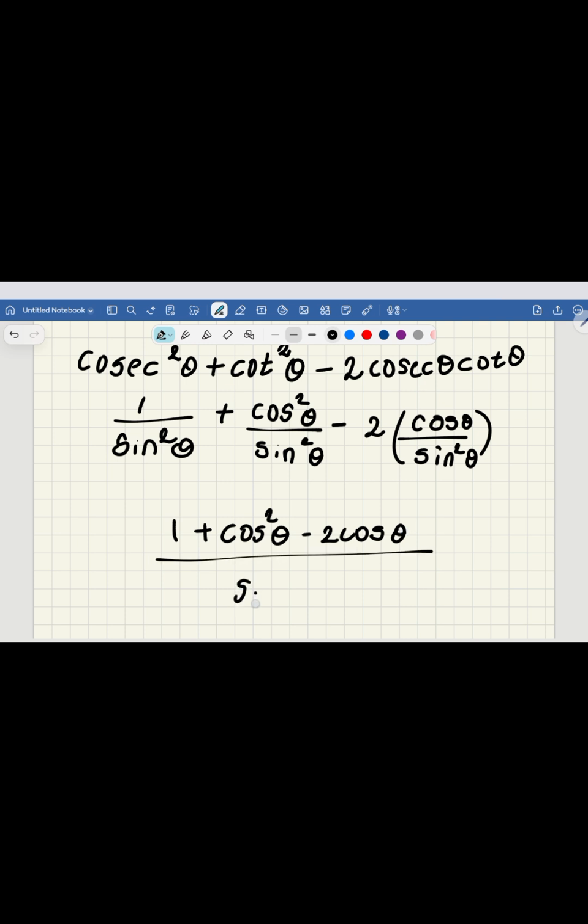Now this looks a bit confusing, right? This may look a bit confusing, but don't worry, we are going to figure it out really easily. Now, one more thing you're going to keep in mind.